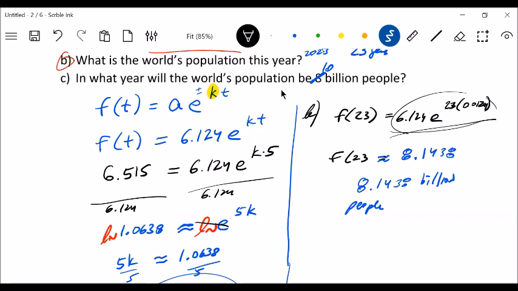I haven't actually thought about what it means with 23. But we're very close to getting to that number now. So sometime during the year of 2023, the population is going to go above 8 billion. By the end of the year, at least reach this 8.1438 billion people in the world.